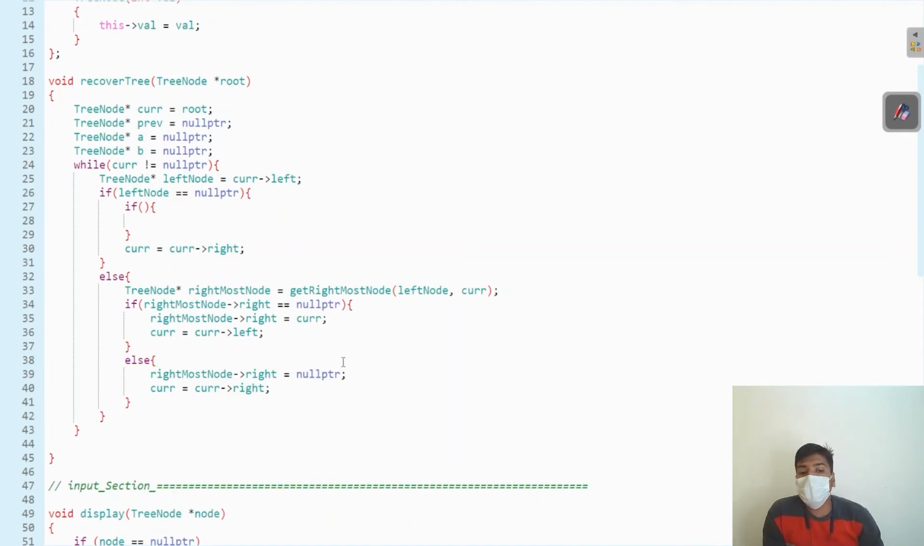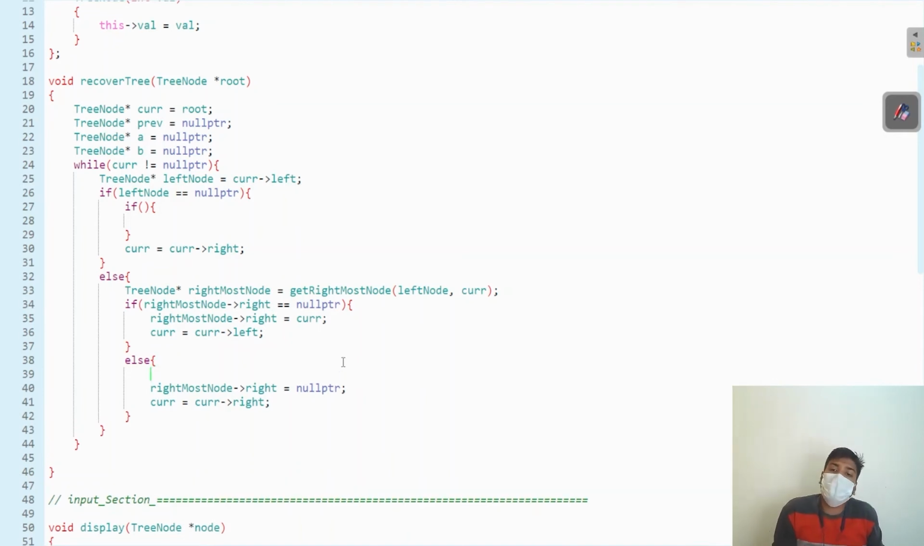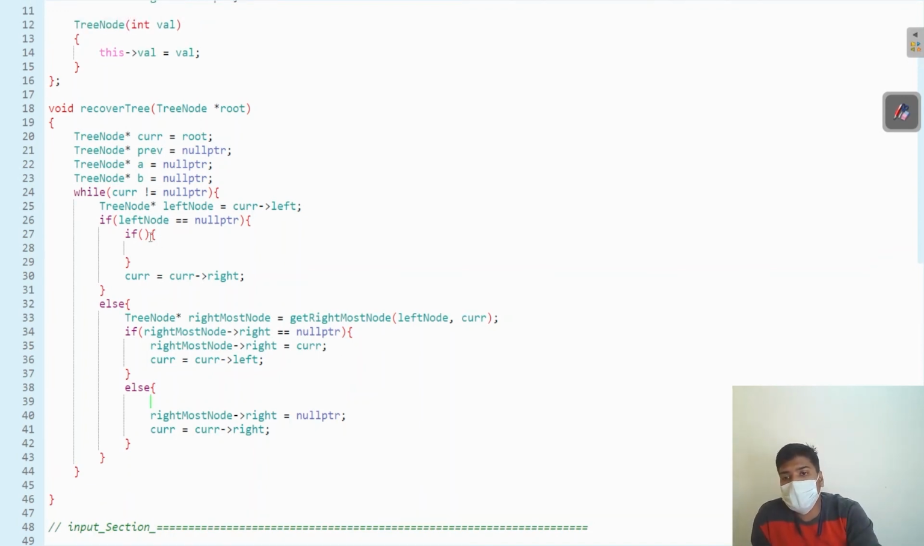And also we use get in order here because it is the point where my left tree is being processed. I already told you in the in order video. So let us write this code. So how are we going to check it? First of all, we will check if my previous is not equal to null.